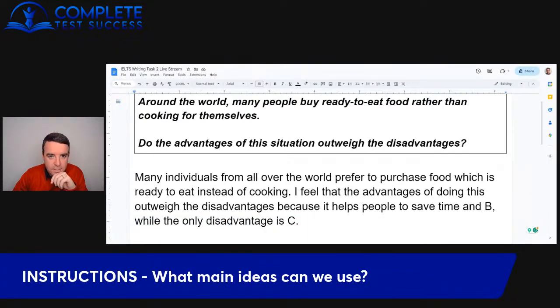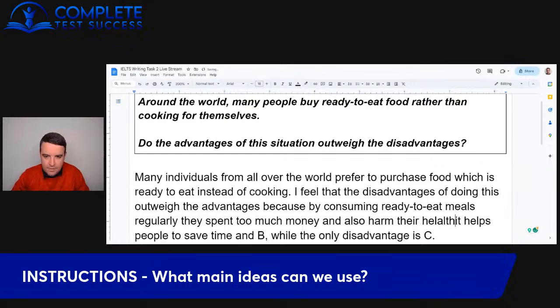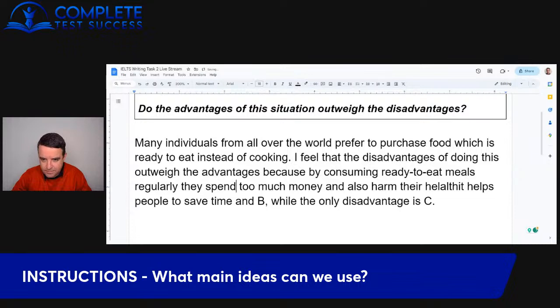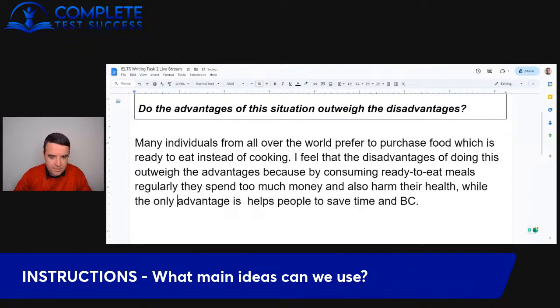So let me find Dimitri's ideas, and I'm just going to paste them in. Okay. So I feel that the disadvantages of doing this outweigh the advantages because by consuming ready-to-eat meals regularly, they spend too much money and also harm their health. While the only advantage is that it helps people to save time.